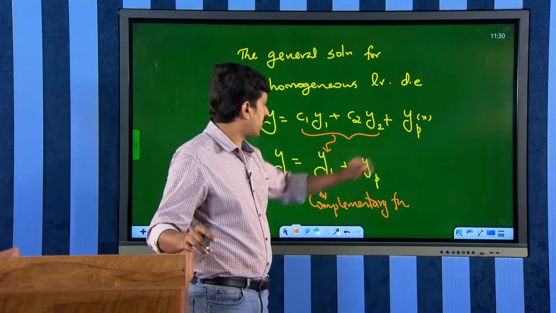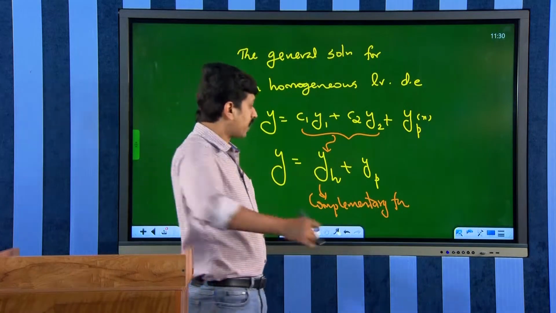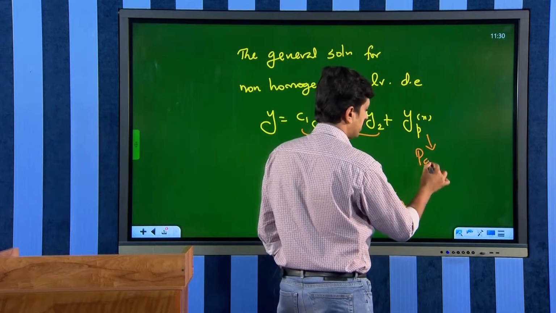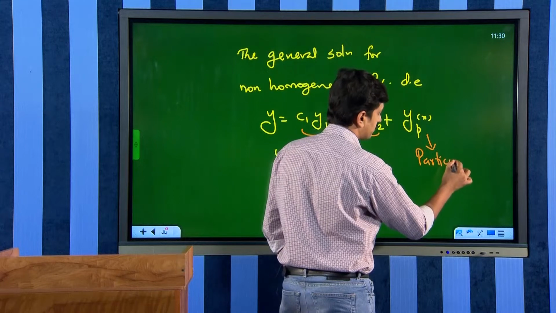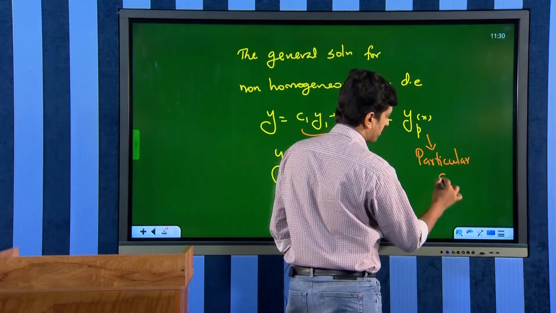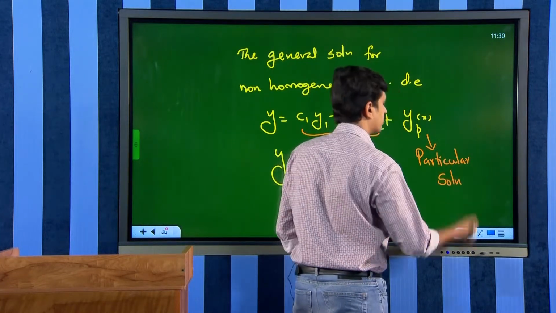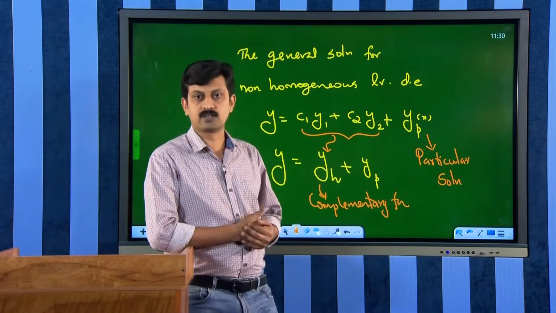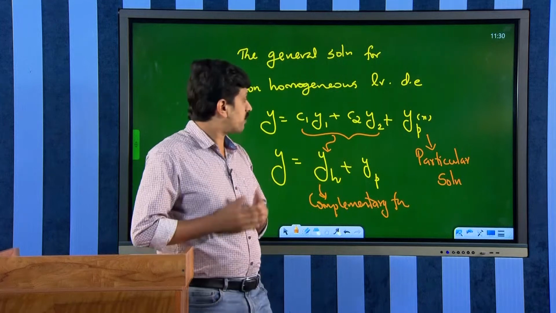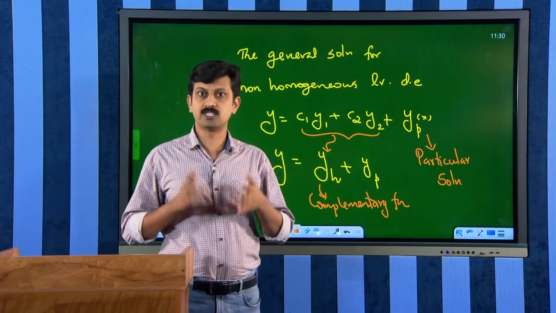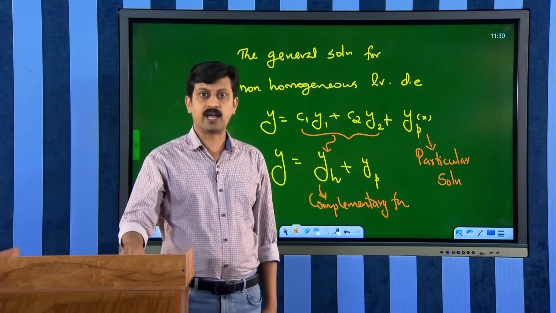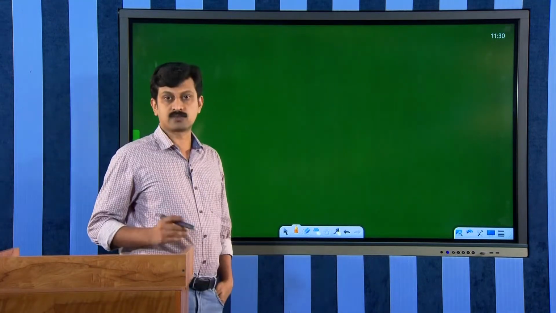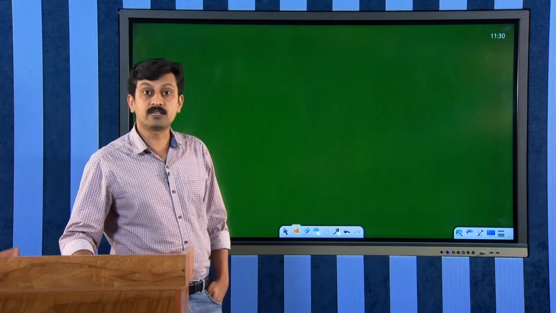And see, here we have yp of x, and this yp of x is actually the particular solution of this non-homogeneous differential equation. See, dear students, our thought is how to find this particular solution. There we have two methods to find this particular solution. The first one is the method of undetermined coefficients.